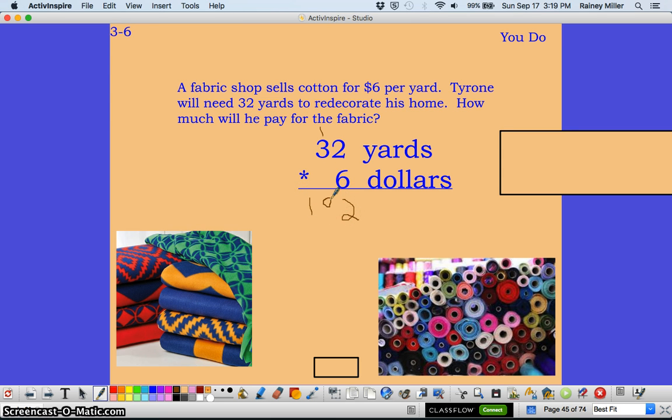So it is going to cost him $192. I can put my label on here. I'm going to check my answer. It will cost him $192 in order to be able to redecorate his house.